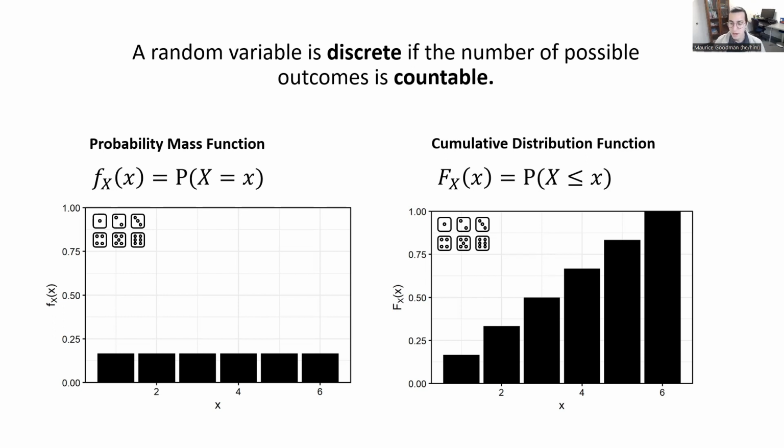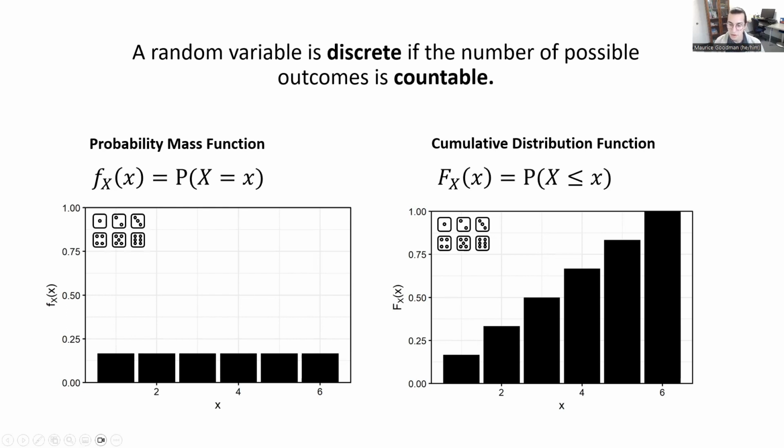The other way that we can define our random variable is its cumulative distribution function, which we denote with an uppercase F. If I give the cumulative distribution function a value x, it will give me the probability that my random variable is less than or equal to that value. So for a die roll, the probability that X is less than or equal to 1 is 1/6. The probability that X is less than or equal to 2 is 2/6, and so on.